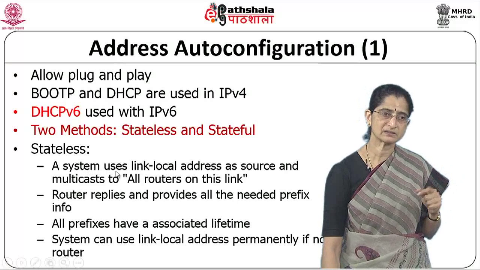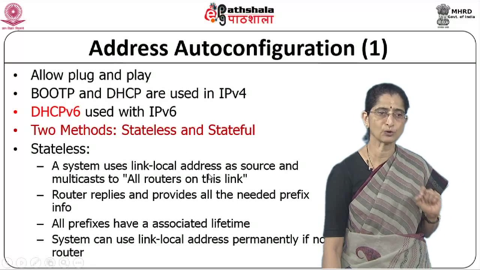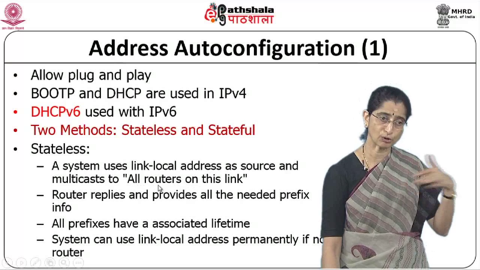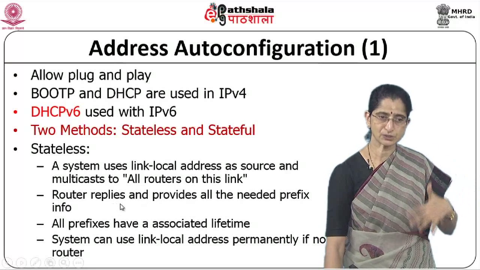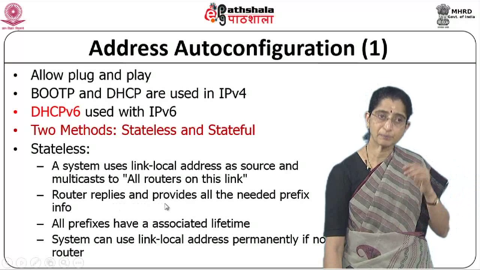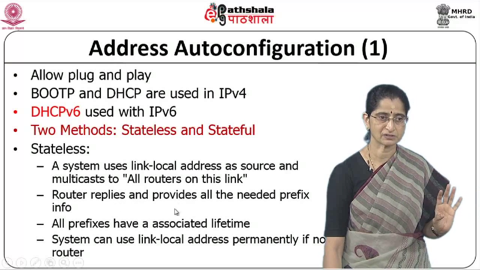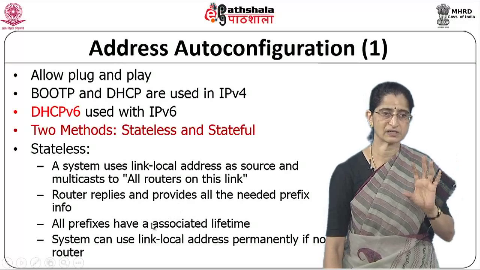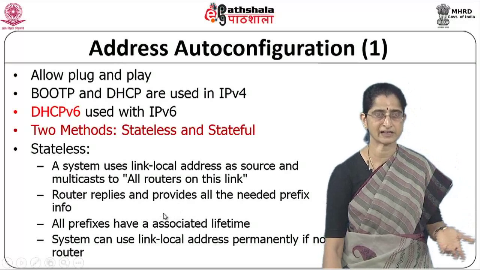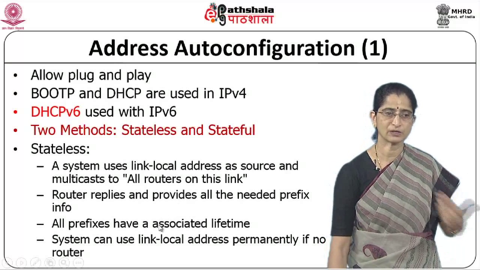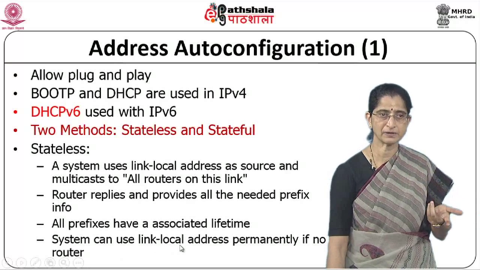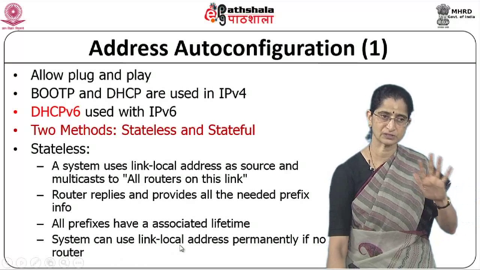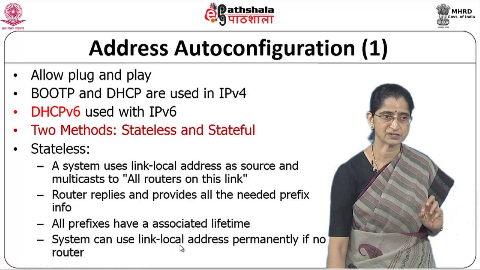In the stateless method, the system uses the link local address as source and multicasts to all routers on this link. Now the router which is there will reply to this message and provide all the needed prefix information. All the prefixes will obviously have an associated lifetime, so they will expire after that, which means periodically you need to get this information. The system can use the link local addresses permanently also if there is no router. So this is how the stateless configuration is done.